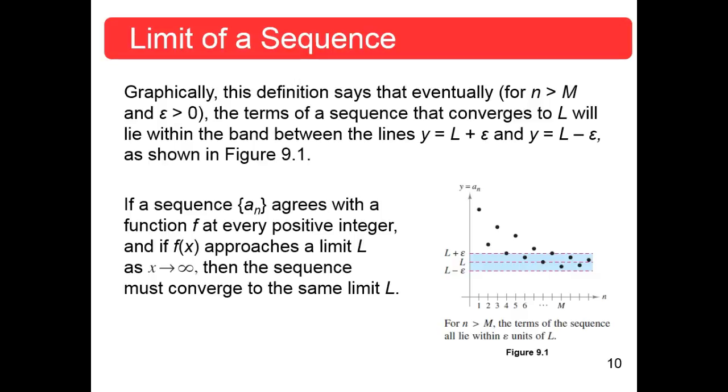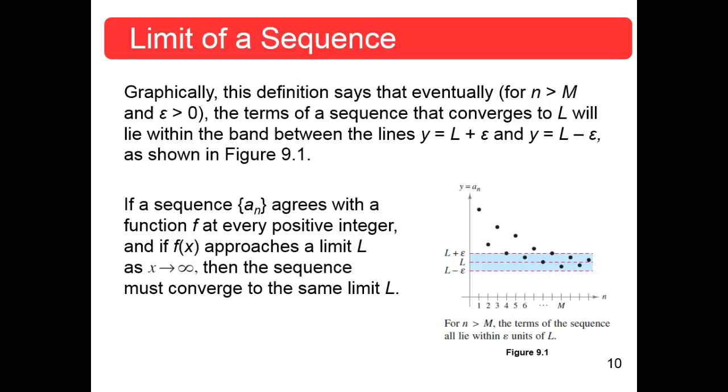Okay. So, sorry, I'm getting hiccups. Graphically, that definition says that eventually, for some n greater than some given value M, and epsilon greater than 0, the terms of a sequence that converge to L will lie within a band plus or minus epsilon from L. Okay, L plus epsilon to L minus epsilon is shown here.